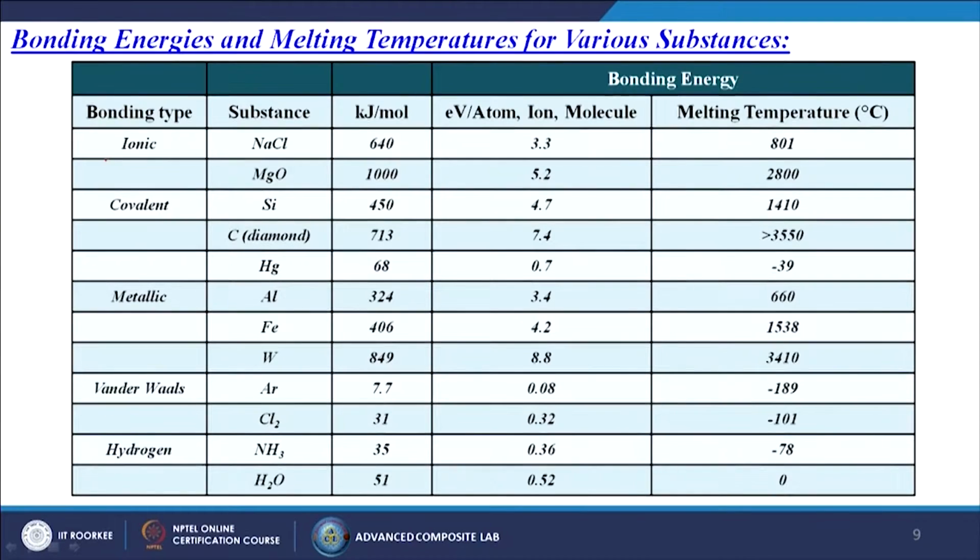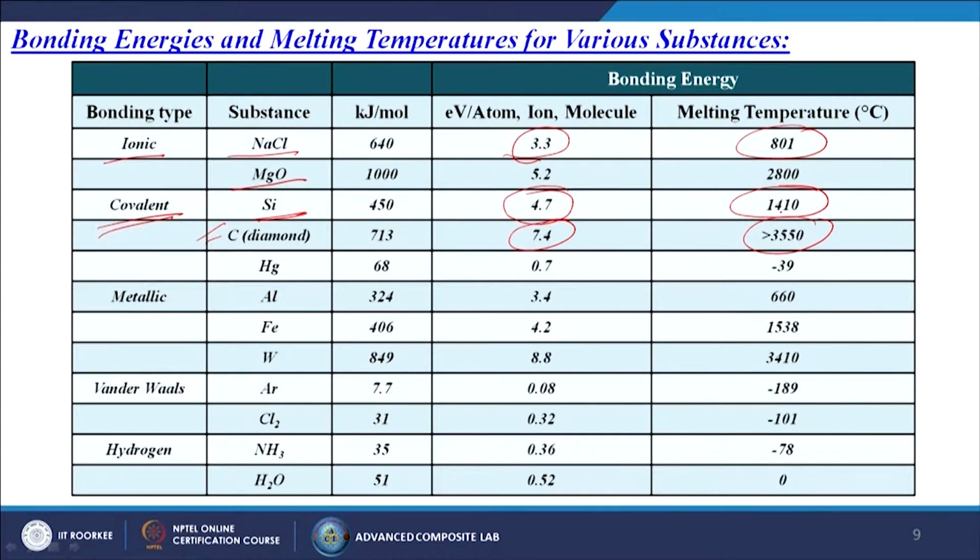Generally, the bonding type is ionic for sodium chloride or magnesium oxide. What is the bonding energy in electron volt per atom, ion or molecule? It is 3.3. What is the melting temperature? It is 801. When we are talking about the covalent bond, generally silicon or carbon, the bonding energy for silicon is 4.7 and the melting temperature is 1410. For carbon it is 7.4 and it is more than 3550.